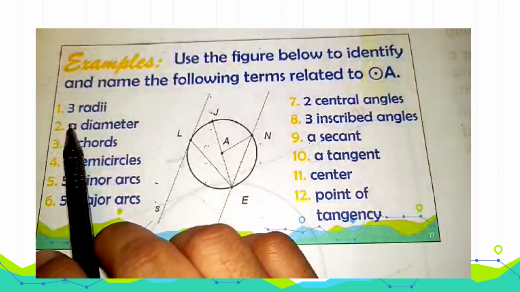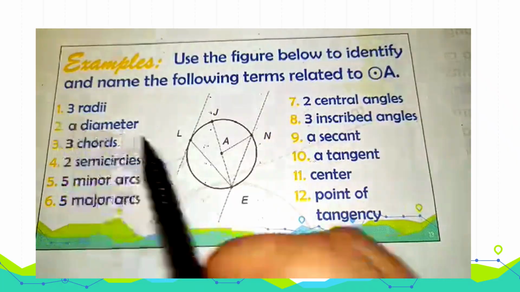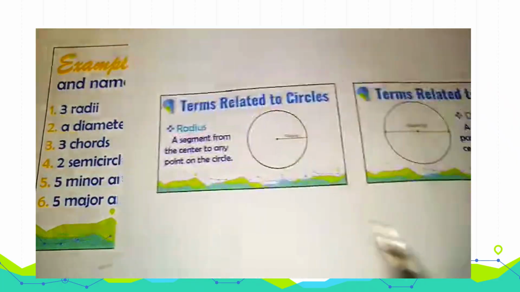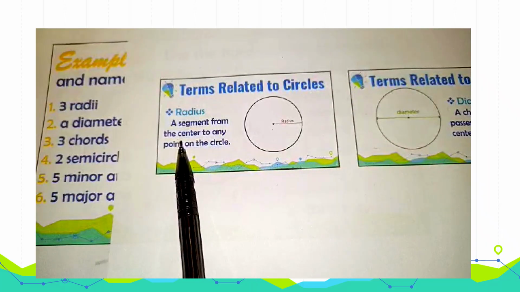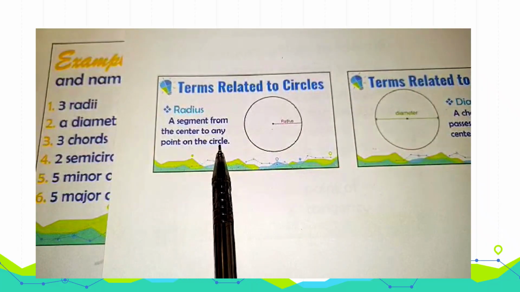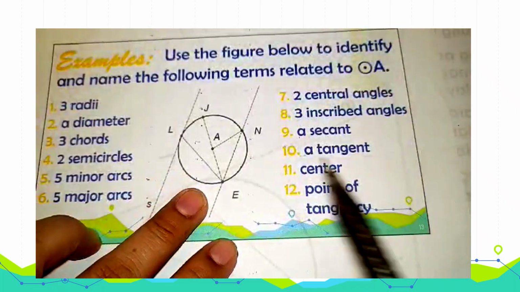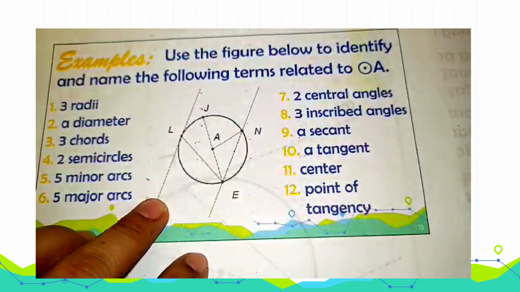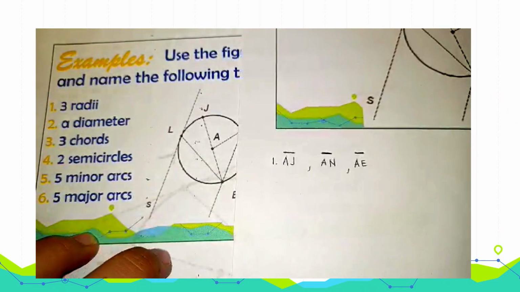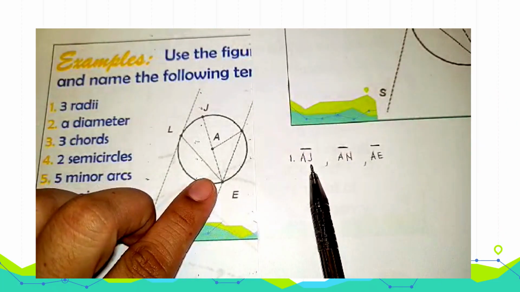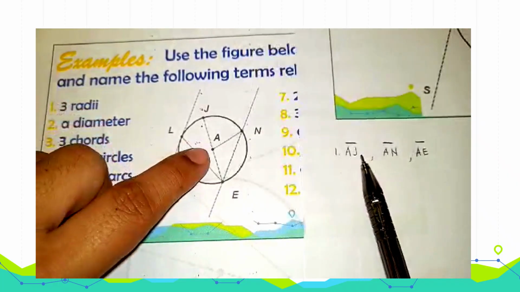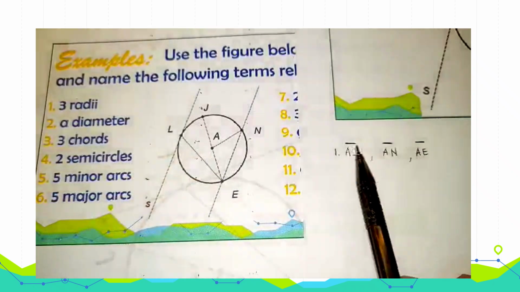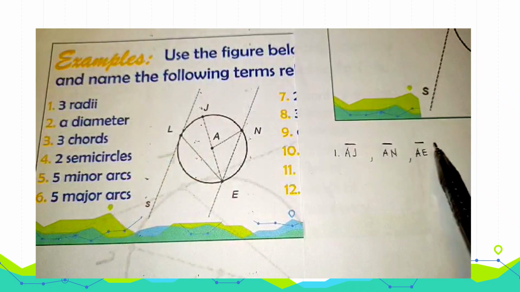Let us start with item number 1. We are to name 3 radii from this given figure. Remember that a radius is a segment from the center to any point on the circle. So from this figure, we will have 1, 2, 3. So how are we going to write this? It will be segment AJ, segment AN, and segment AE. We use a symbol to denote segment.